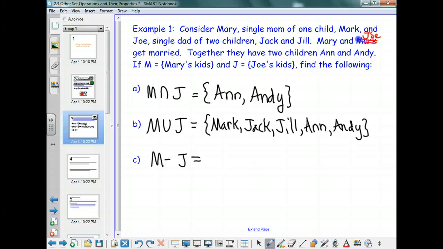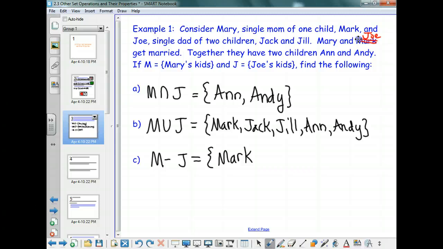So M minus J means Mary's kids before they were married. It's the kids Mary brought into the marriage, right? Which was Mark. So we take Mary's kids, because Mary physically had the 3 children, the way it's described. She had Mark, Ann, and Andy. And then we remove from Mark, Ann, and Andy the kids that Joe had with her. That's Ann and Andy going down. We've got Mark left over. Does that make sense?